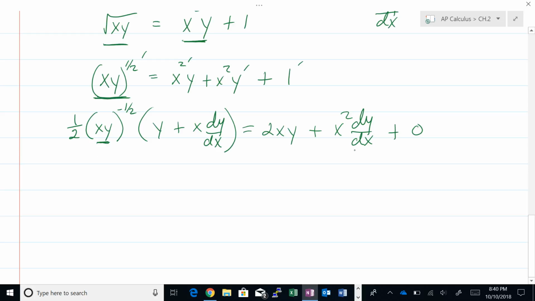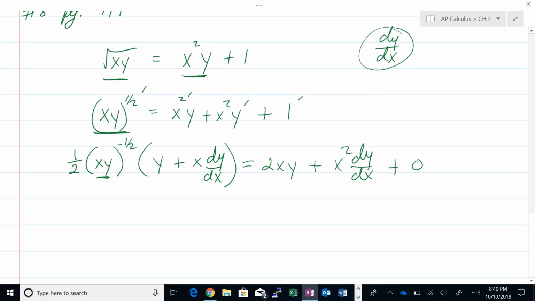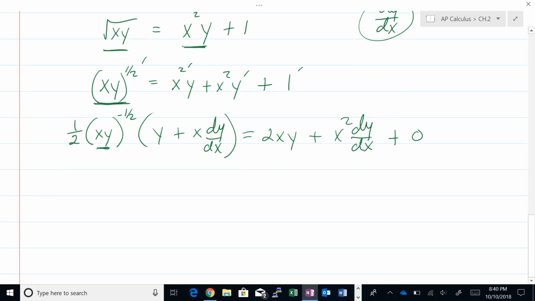All right, let's clean up a little bit here. And again, what I'm after here is dy/dx. So now I've got to figure out algebraically how to get dy/dx by itself. So let's clean this up. This becomes 1 over 2 times the square root of xy, and then I have y plus x dy/dx.